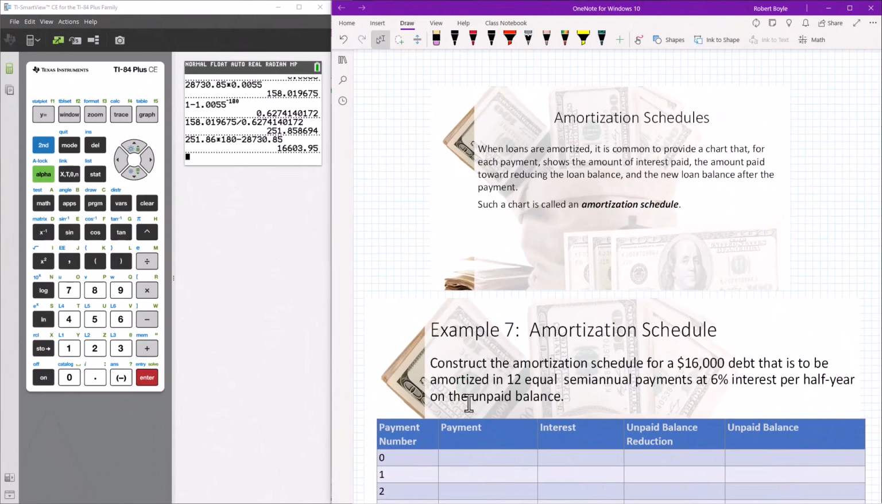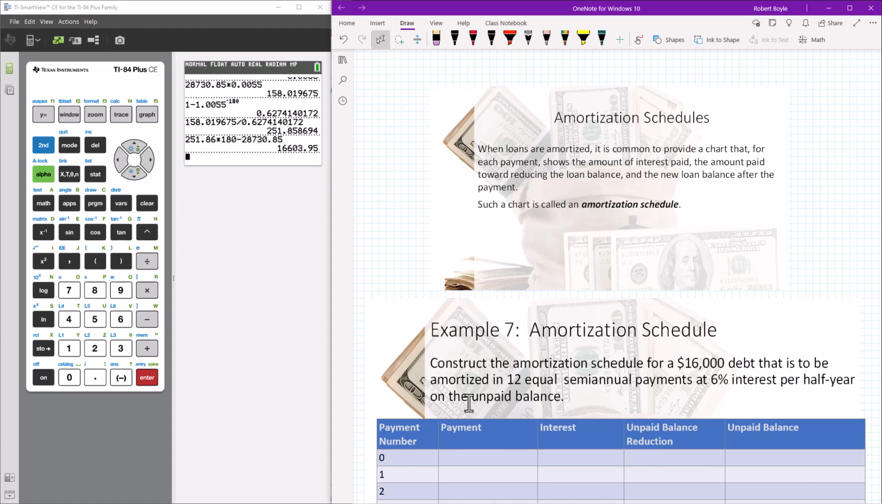Now we're going to talk briefly about amortization tables. If you take out a loan which is amortized, like your mortgage or your car payment, but in particular a mortgage for your house, it is common, actually, it is required for the lender to provide you a chart that shows you for each payment the amount of interest that is paid and the amount of money that is going to be allocated towards reducing your balance, and then the new balance after the payment.